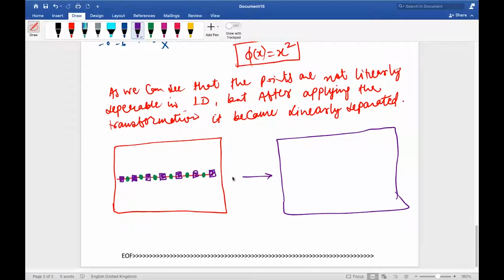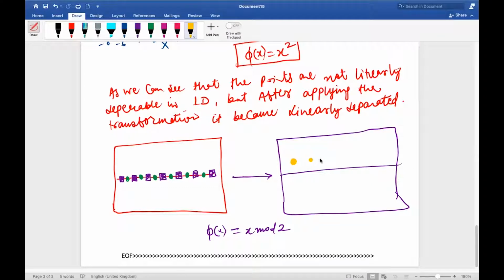So can I transform it in a way that, let's say, can I write x mod 2? What will it do? What does mod do? It gives the remainder, right? So if it is 0, then it will be separable. All the even data will be on one side and all the odd data will be on one side.